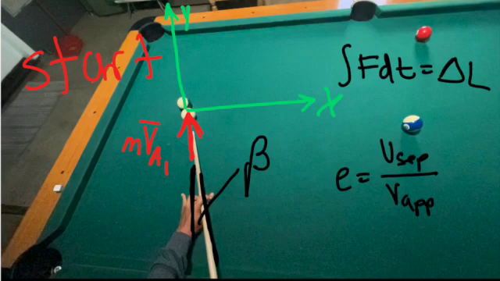y-axis. Right before the impact, the cue ball approaches at an initial velocity we will call VA1, and VA1 makes an angle beta with the y-axis. This is an oblique impact rather than a linear impact because VA1 does not line up with the axis of impact.